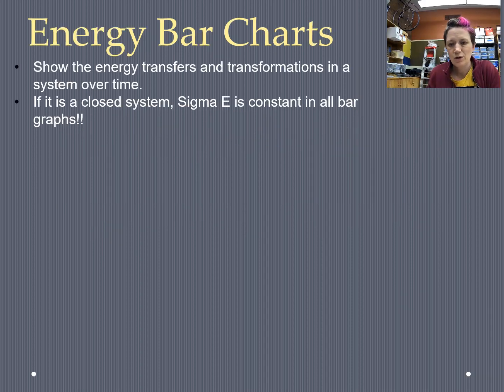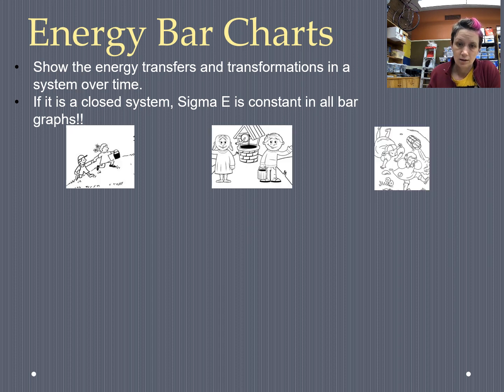One of the tools that we use to track the energy transfers and transformations in a system throughout time is the energy bar chart. If we're making an energy bar chart for a closed system, we're going to keep our energy consistent in all of the bar graphs. If it's an open system, the energy values may change.